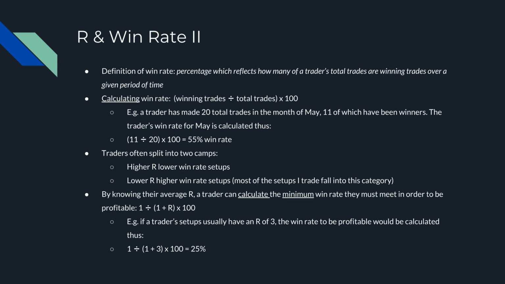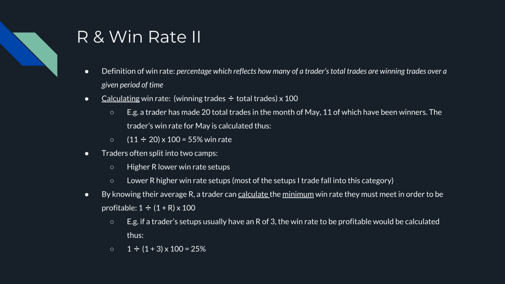So now that we've covered R, what is win rate? Win rate is a percentage which reflects how many of a trader's total trades are winning trades over a given period of time. When calculating win rate, we do the following basic calculation. We take the number of winning trades, divide it by the total number of trades in that given time period, and of course times by 100 to get it in percentage terms.